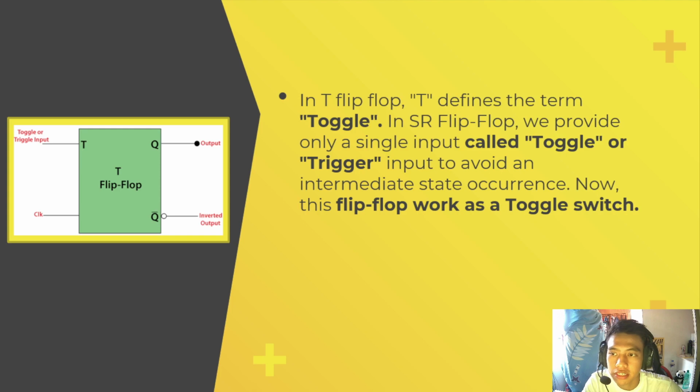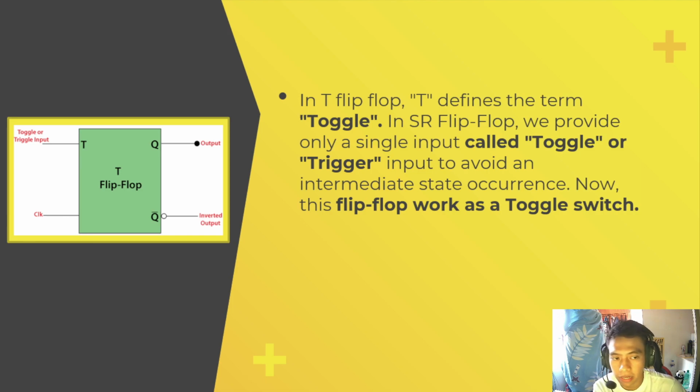So let's define first the T flip-flop. In T flip-flop, T stands for toggle. So ay yung ibig sabihin ng T sa T flip-flop. Here, we provide only a single input called toggle or trigger input to avoid an intermediate state occurrence. Now, this flip-flop works as a toggle switch. So the next output state is changed with the complement of the present state output. This process is known as toggling.